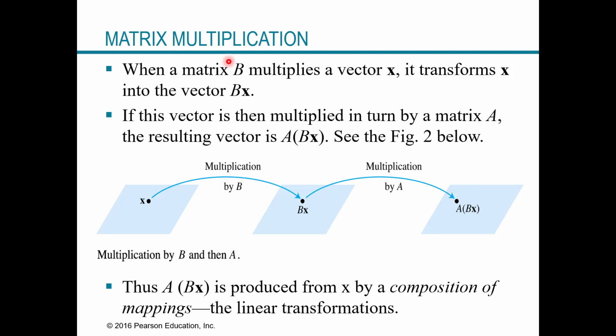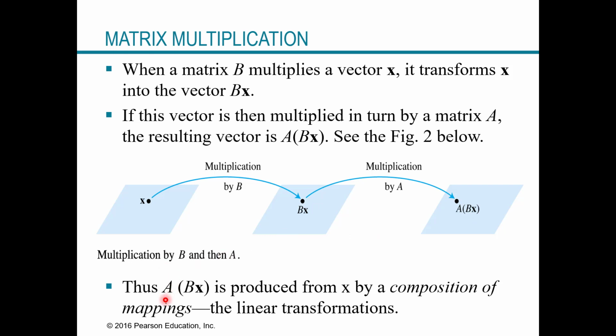So matrix multiplication. When a matrix B multiplies a vector X, it transforms X into the vector B times X. Now, if this vector is then multiplied in turn by a matrix A, the resulting vector is the same B times X, but then multiplied by A. All right, so intuitively, hopefully it's going to make sense as soon as you try it. Don't get too caught up on the wording here, but just take a look. It's just two steps for multiplication. You're going to take your vector X, multiply it by B, then take that result, multiply it by A, and that's your answer.